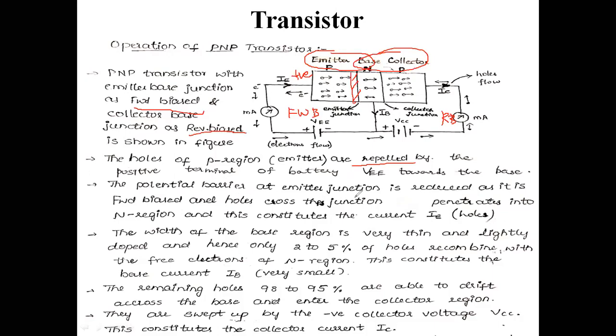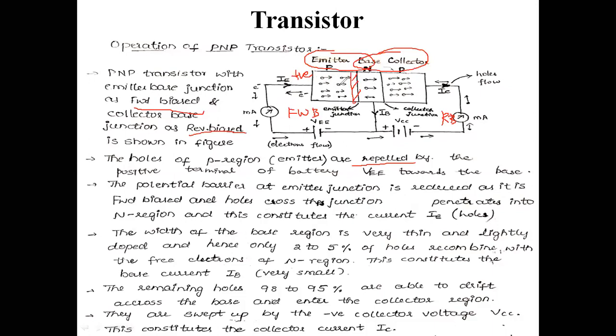The potential barrier at the emitter junction is reduced as it is forward biased, and holes cross this junction. The free movement of the charge carriers will take place across the junction from P type to N type and N type to P type. The holes across the junction penetrate into the N region, and this constitutes the current IE.